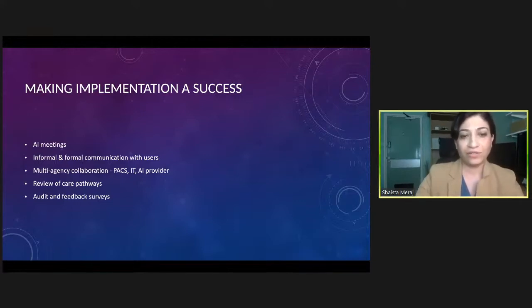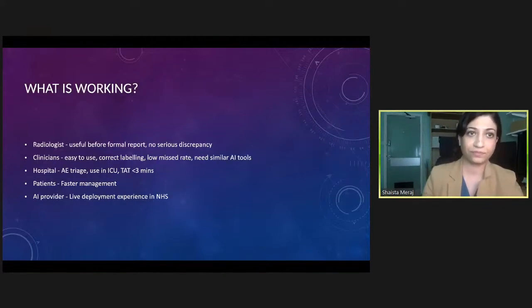There will be regular information sharing and updates with IT and PACS team, so organize your time for that. You need collaborative work with clinicians to see how it's affecting the patient pathways. Regularly audit your work and present the findings to all involved. It's important to know what is working.